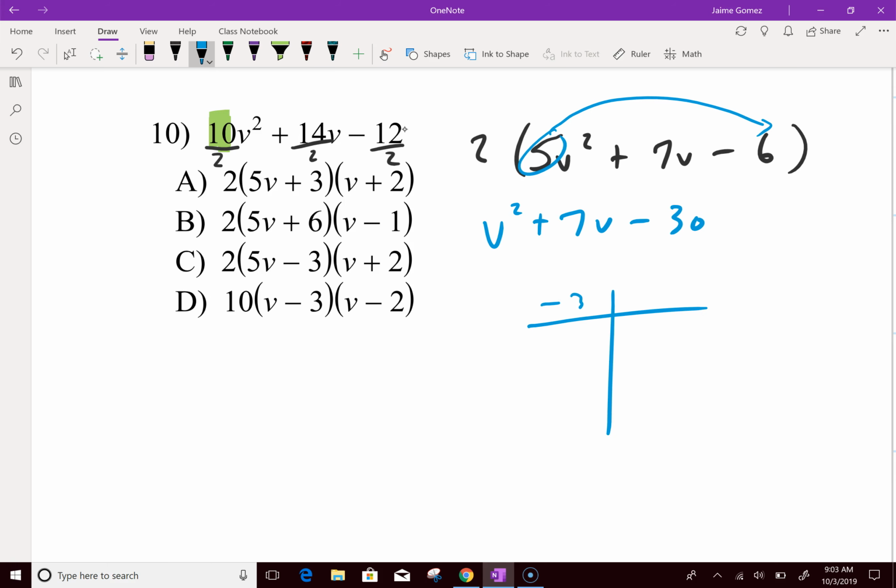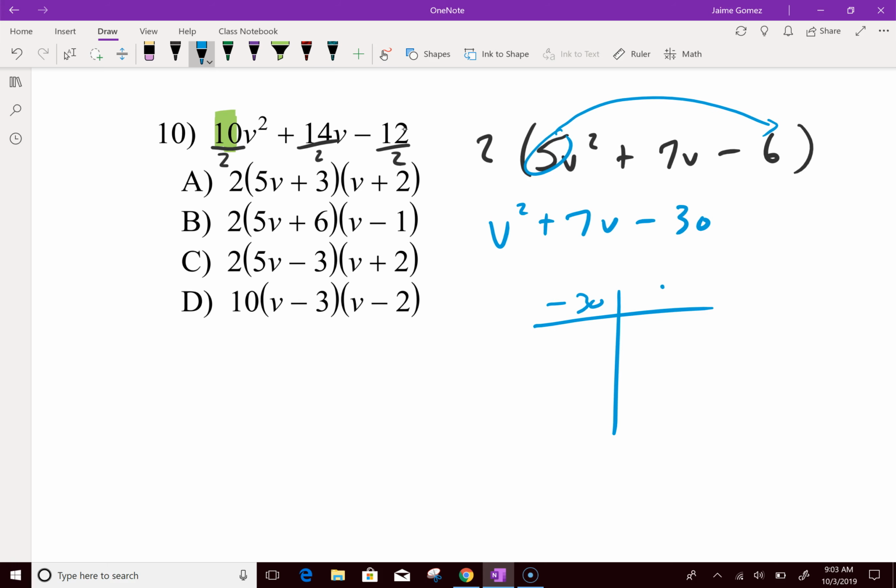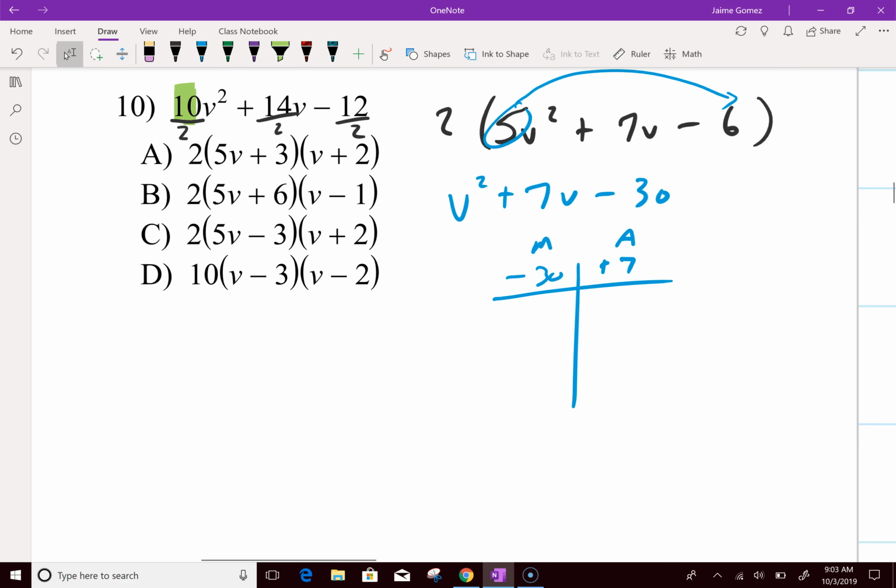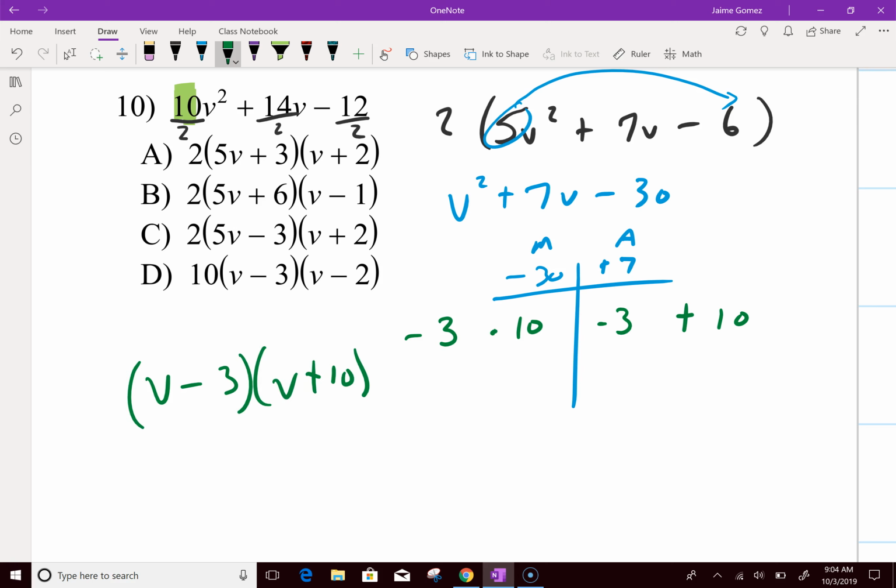Two numbers that give you negative 30, but when you add, give you 7. Multiply and add. 1 and 30, no. 2 and 15, no. 3, something with 3 and 10. I need a positive 7, so the bigger number has to be positive, so negative 3 times 10 is negative 30. So v minus 3 and v plus 10.